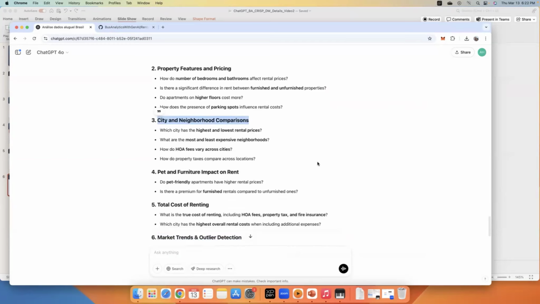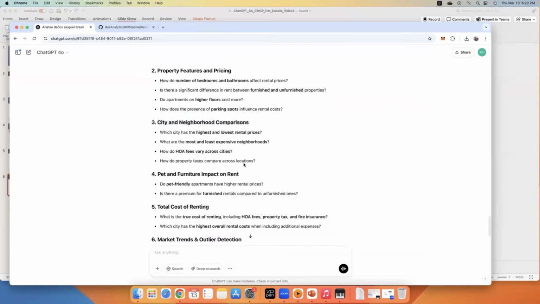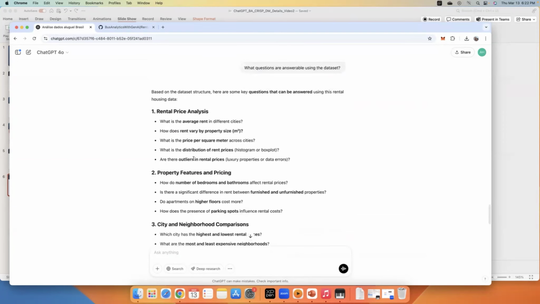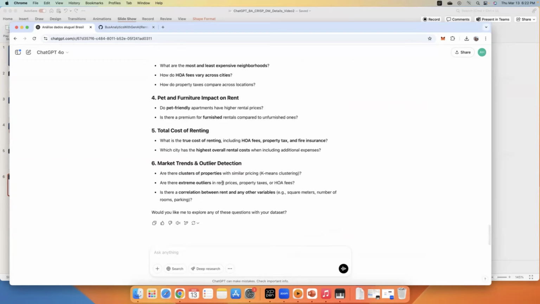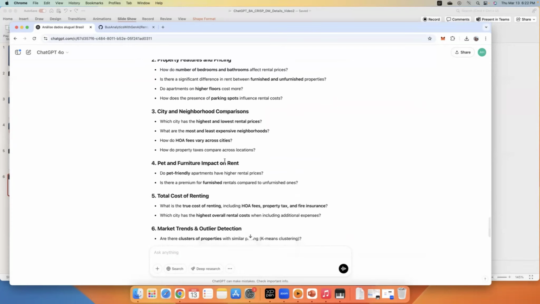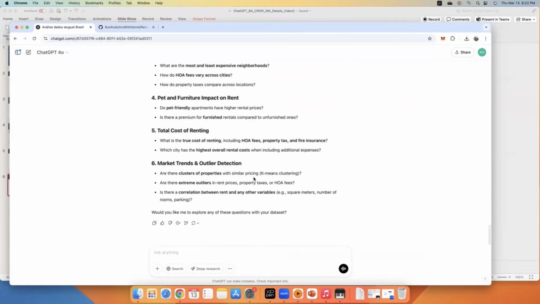Maybe you focus on city and neighborhood comparisons. Maybe you focus on market trends. You focus on rental price analysis. So now that these are kind of usual questions, maybe we focus on one or two things, say total cost of renting and market trends and outlier detection, two things. Okay, we focus on these questions, and get some answers in our investigation.